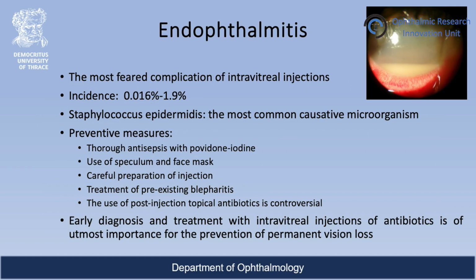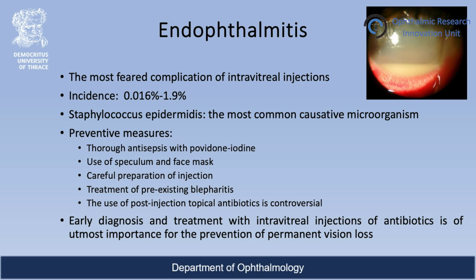Endophthalmitis is a very feared and serious complication. Its incidence ranges between 0.016 and 1.9%. Staphylococcus is the most common causative microorganism. The most important preventative measure to avoid this vision-threatening complication includes thorough antisepsis, with the application of povidone iodine to the periocular skin, cornea, and conjunctival sac.